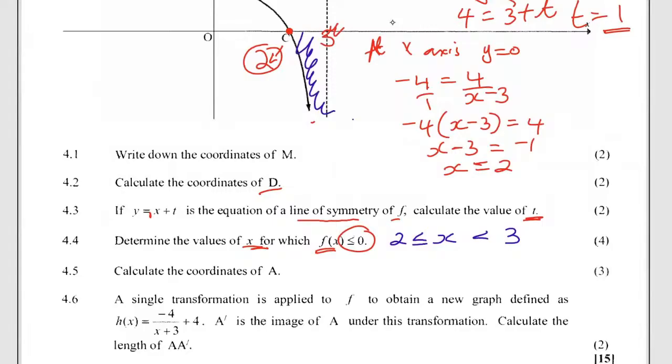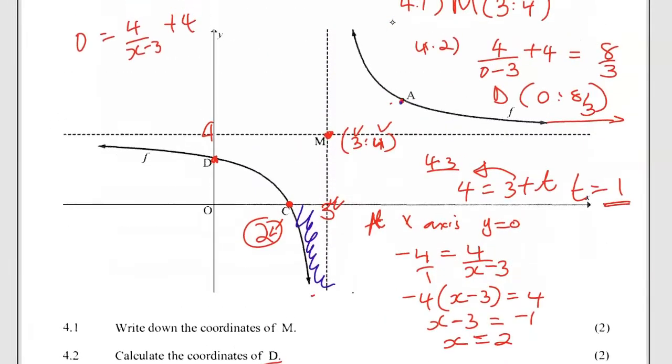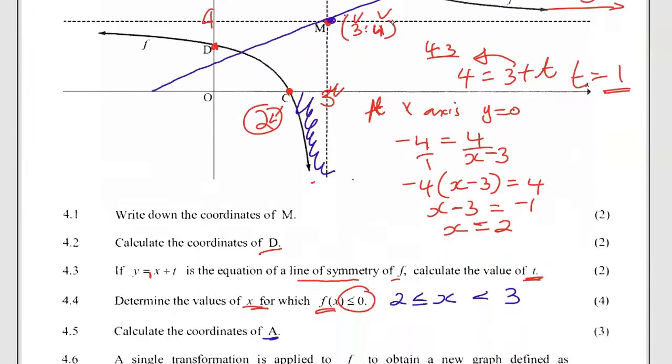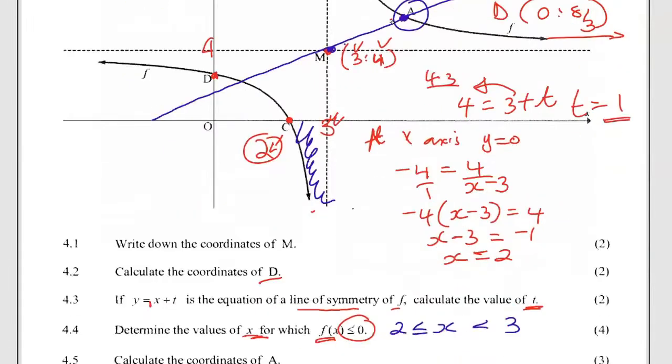Then 4.5, they want the coordinates of A. What is A? Where is A? So they told us A is the point that is closest to M. So if we have our axis of symmetry that is moving in this sort of direction, this axis of symmetry must pass through the closest point. So at this point, the two graphs are equal. So we're going to solve them simultaneously.